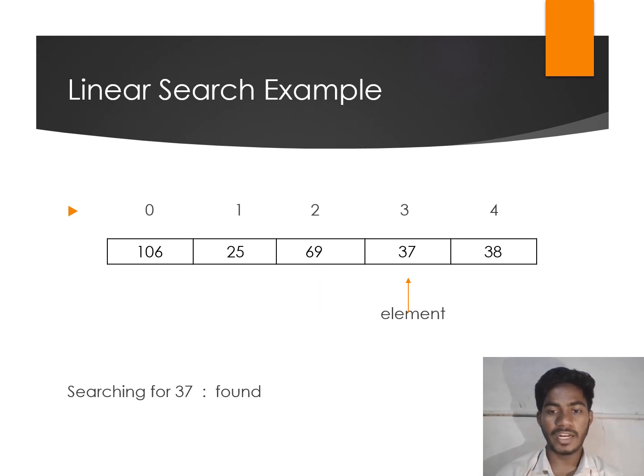In this step, we are at index position 3 and the value at index position 3 is 37, and the element we are going to search is 37. Here they both are equal. So it prints that the value is found at index position 3 and the loop also terminates.